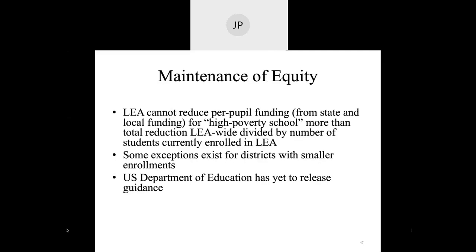And as John mentioned, under the ARP, in the past, while there was no local maintenance of effort requirement for ESSER 1, ESSER 2, and ESSER 3, like there is for other federal programs such as IDEA, ESSER 3 introduces a new requirement called maintenance of equity for high poverty schools.